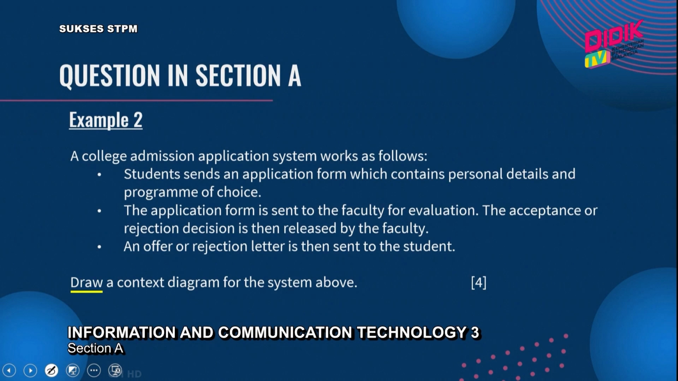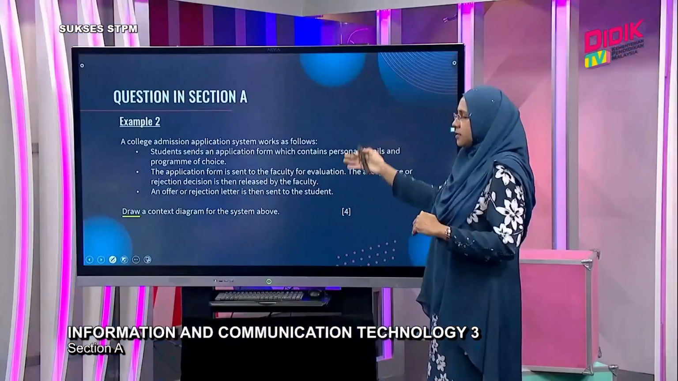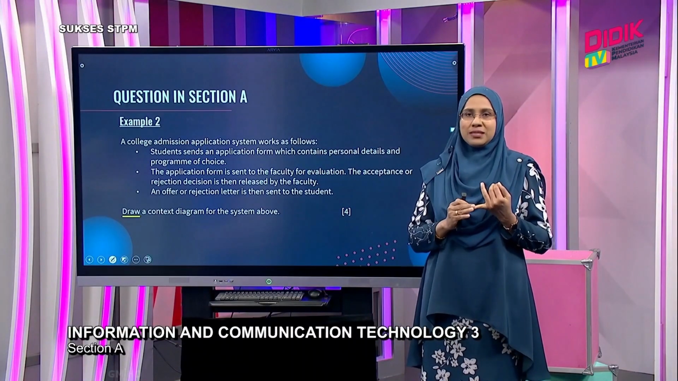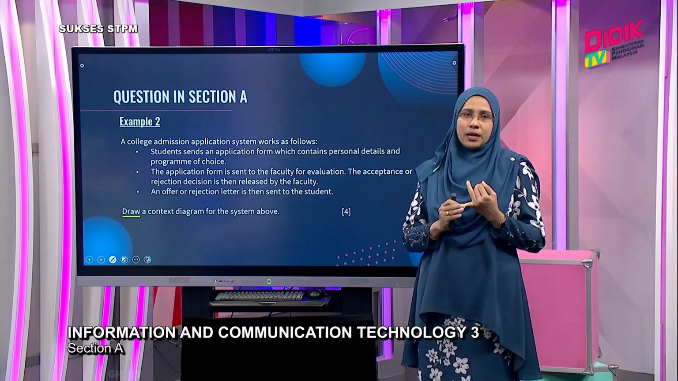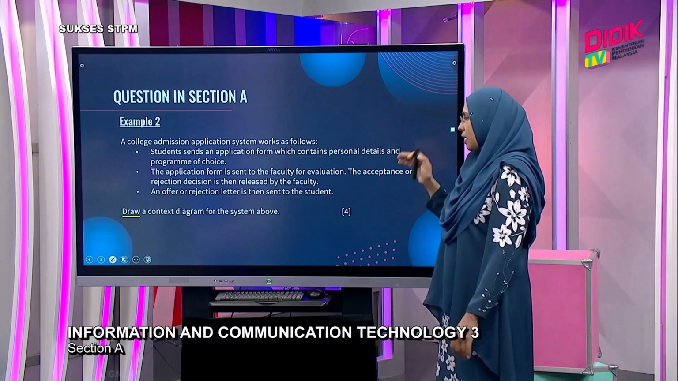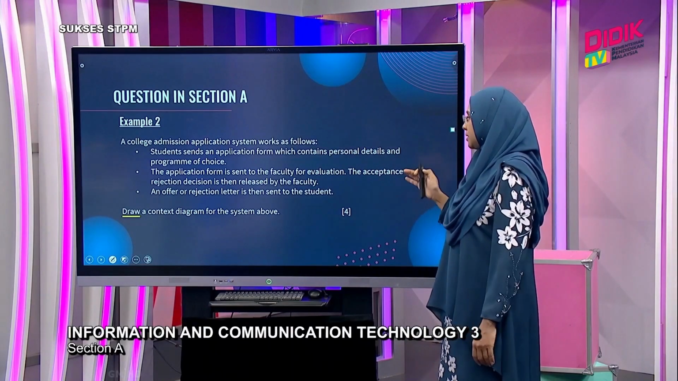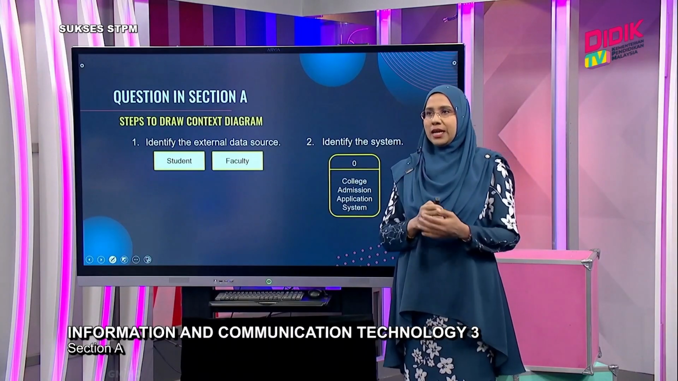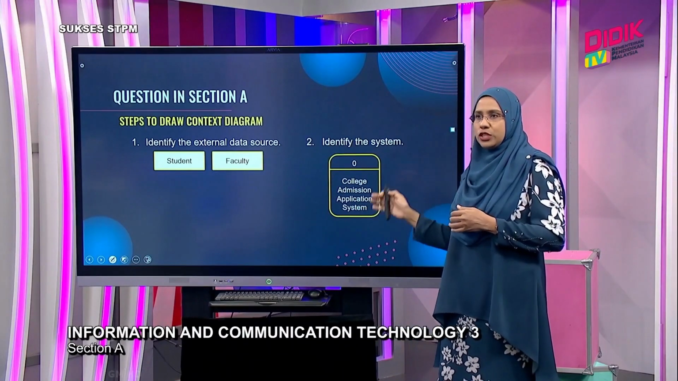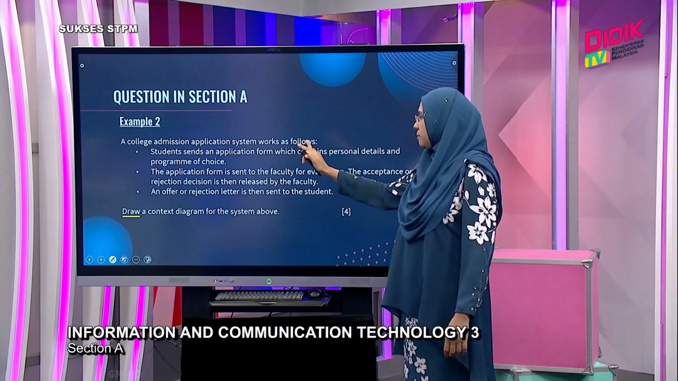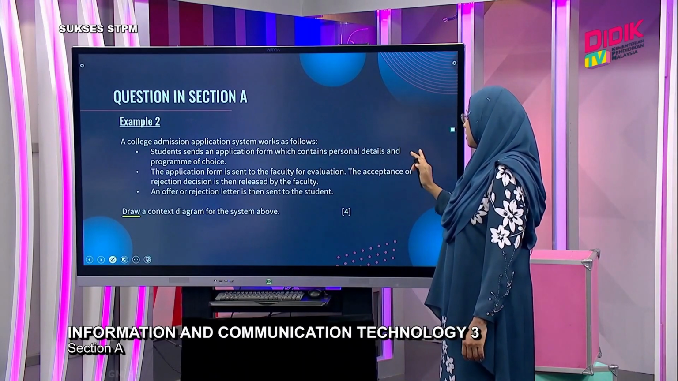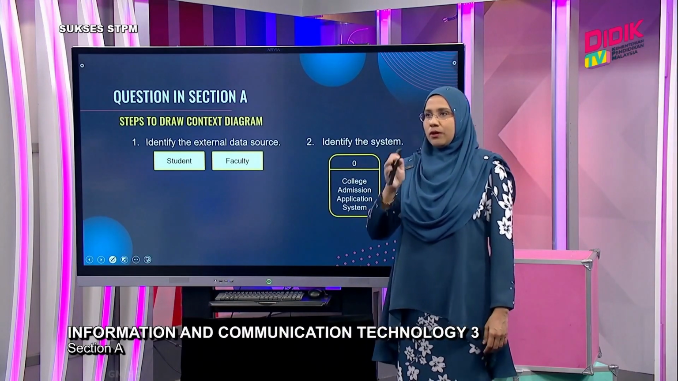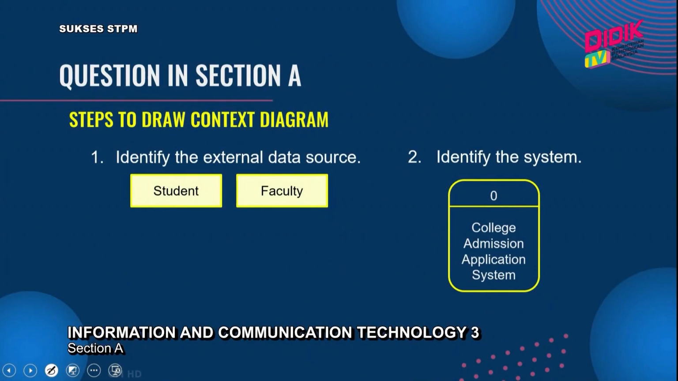Now, transform what I have written in the sentences to a context diagram. Okay, first of all, student must know what is context diagram. If they don't know what is context diagram, they cannot answer this. Okay, so I will guide you how to draw the context diagram. Marks given 4. Alright, so first, you must identify the data source. In this question, the data source is student because student sends application, and another data source is faculty because faculty will evaluate.